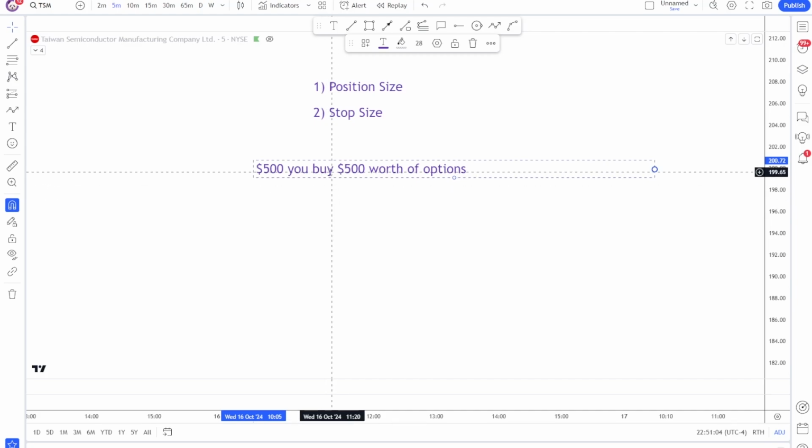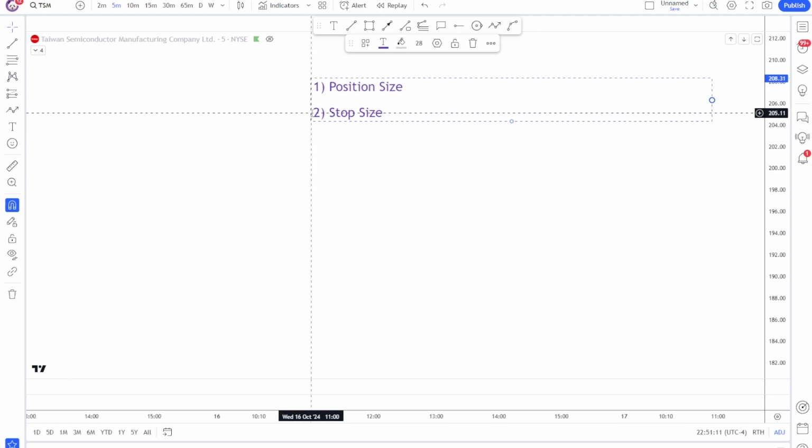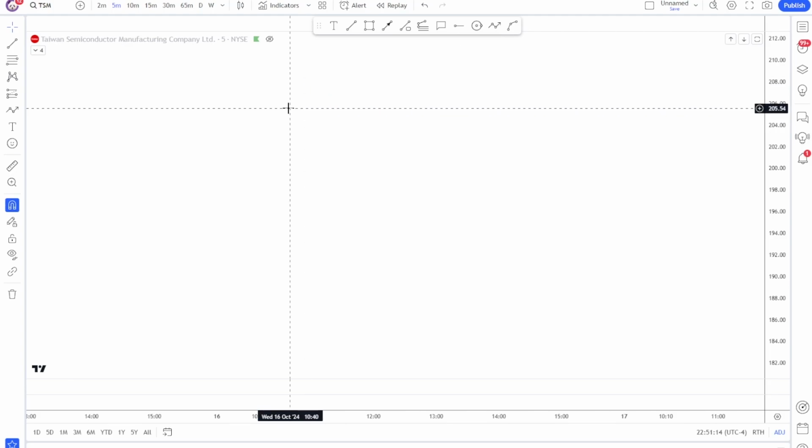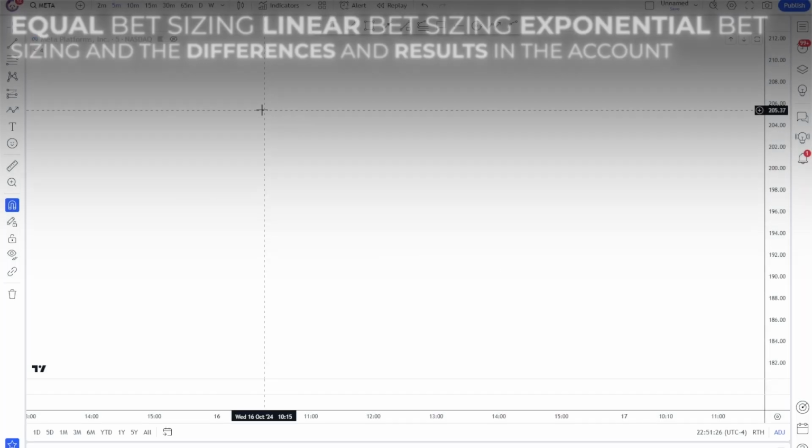So let's go through a couple examples of when using these different kinds of sizing methods would play out, and then we're going to talk about different bet models. We're going to talk about equal bet sizing, linear bet sizing, exponential bet sizing, and the differences in results in the account and where most traders are kind of stuck.